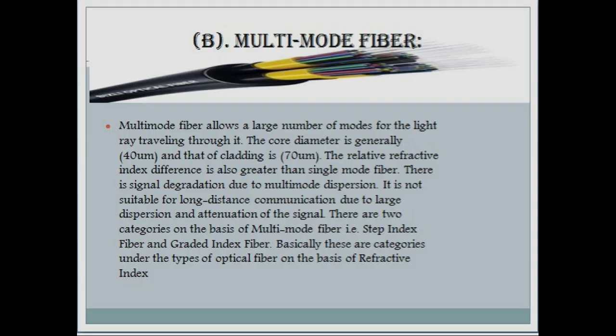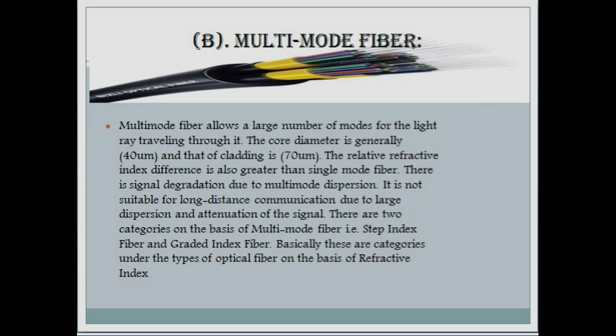B. Multimode fiber. Multimode fiber allows a large number of modes for the light ray traveling through it. The core diameter is generally 40 micrometers, and that of cladding is 70 micrometers. The relative refractive index difference is also greater than single-mode fiber. There is signal degradation due to multimode dispersion. It is not suitable for long-distance communication due to large dispersion and attenuation of the signal.